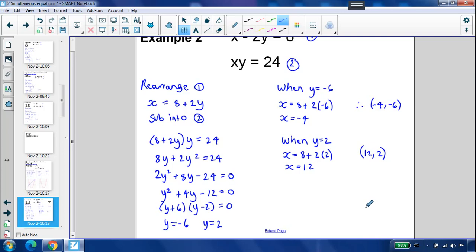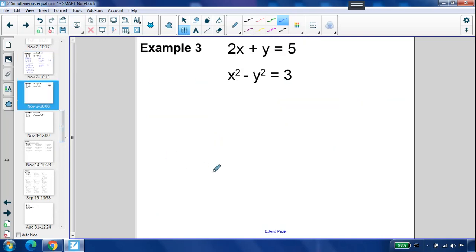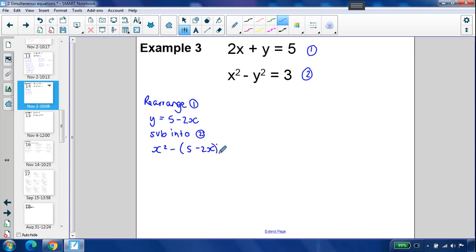Let's move on to another example. So equation 1, equation 2. Same process. I'm going to rearrange the linear and I'm going to make y the subject this time. So y is equal to 5 minus 2x. Then I'm going to substitute it into equation 2. So I'll have x squared minus 5 minus 2x, and it's all squared, is equal to 3.